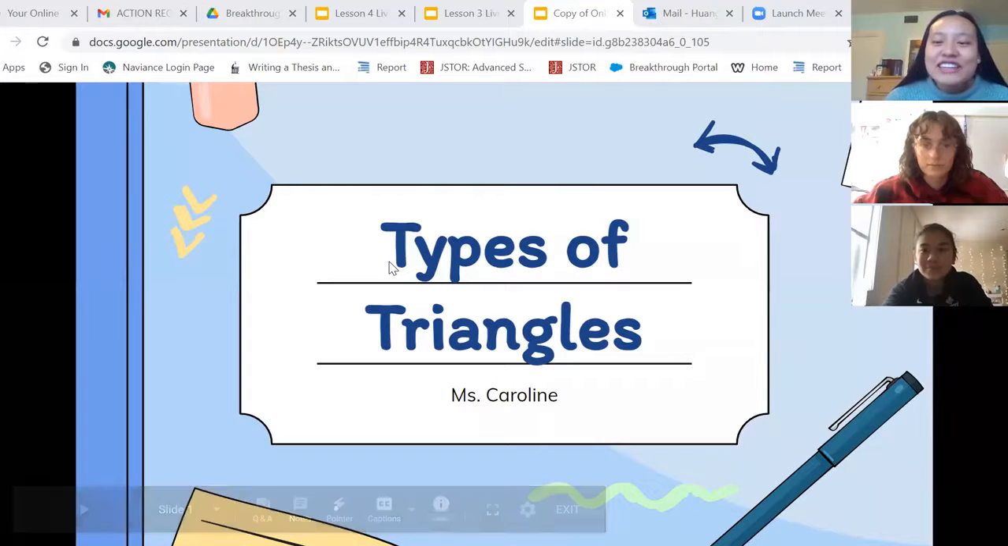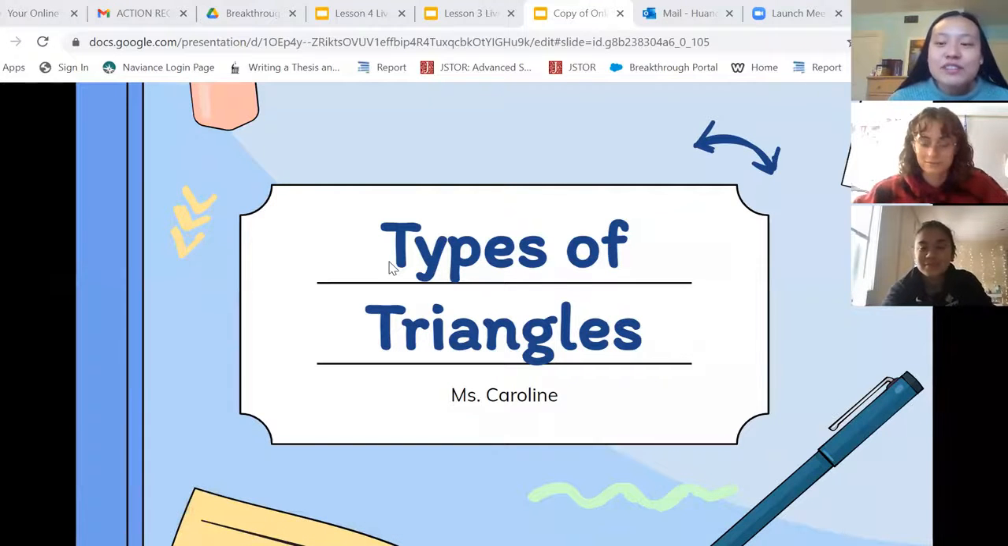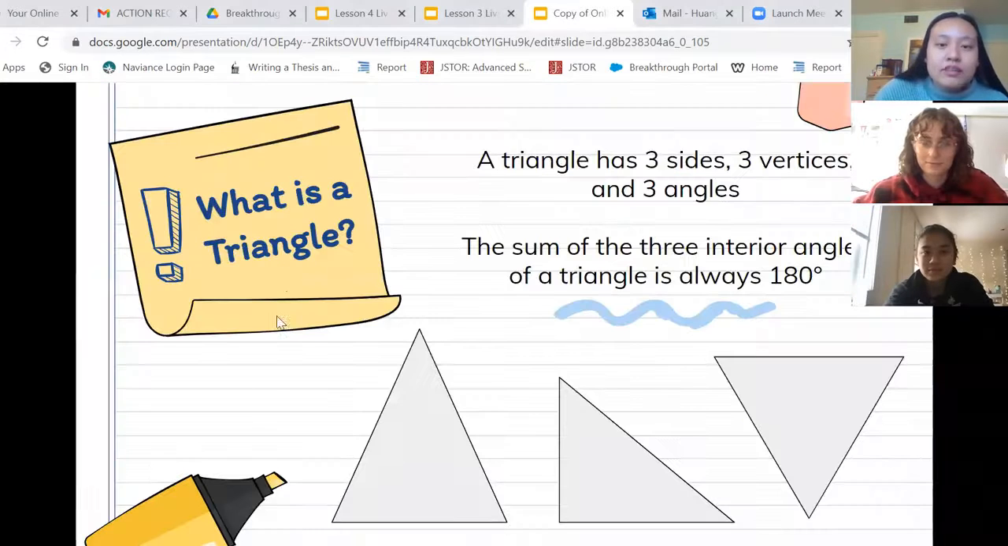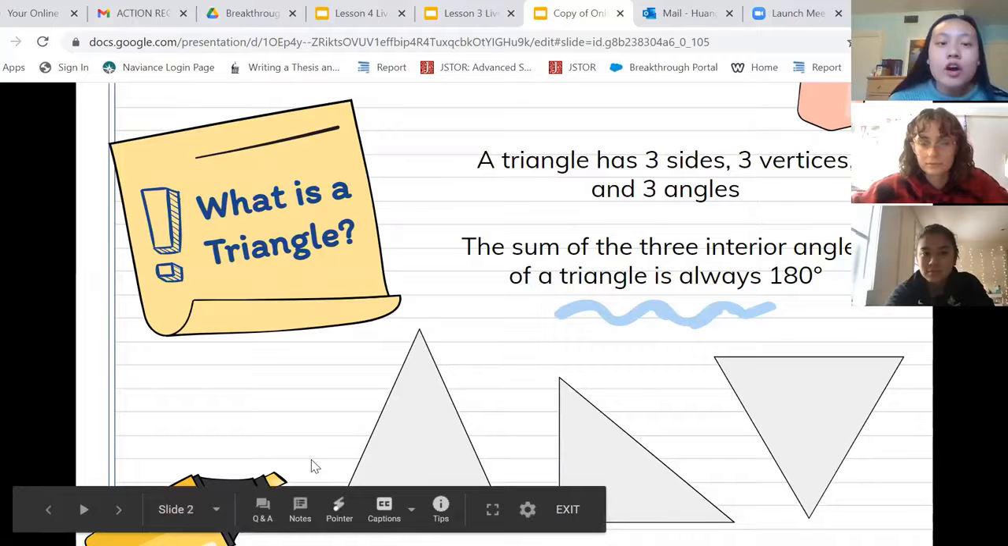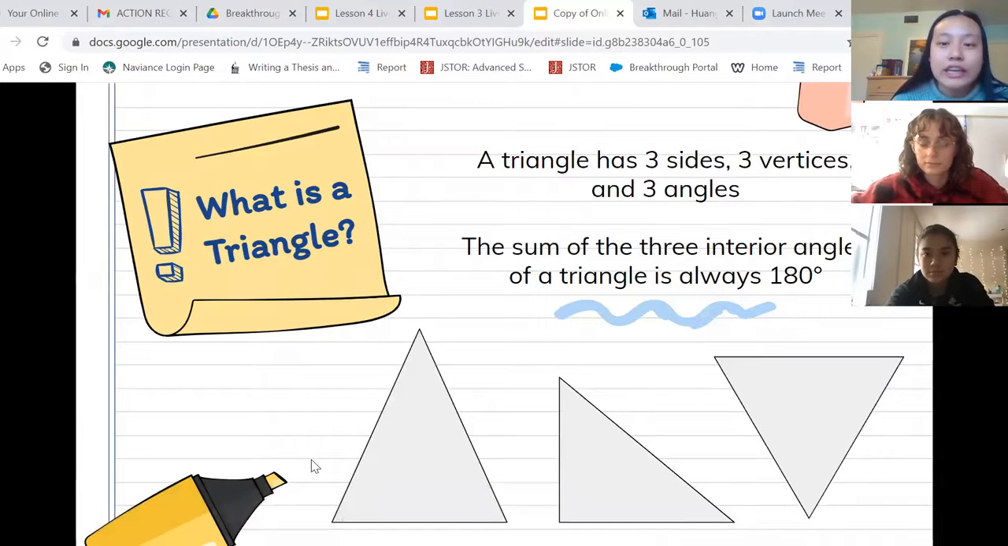Good morning, everybody. Today we are going to be learning types of triangles. So you might be wondering, what is a triangle? I'm sure all of you guys have seen a triangle in class or a diagram, and we can see a couple of triangles down below, but we want to know what the exact math definition of a triangle is.